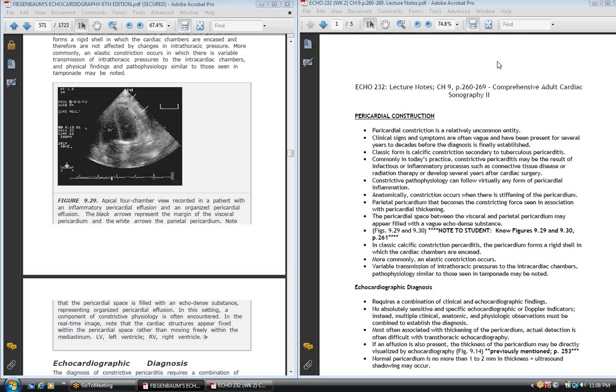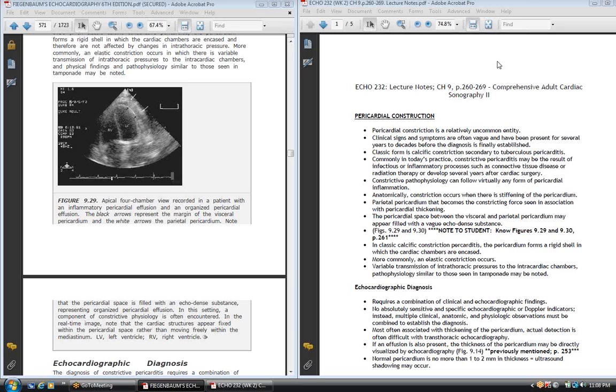Commonly in today's practice, constrictive pericarditis may be the result of infectious or inflammatory processes such as connective tissue disease or radiation therapy, or could develop several years after cardiac surgery. Constrictive pathophysiology can follow virtually any form of pericardial inflammation.